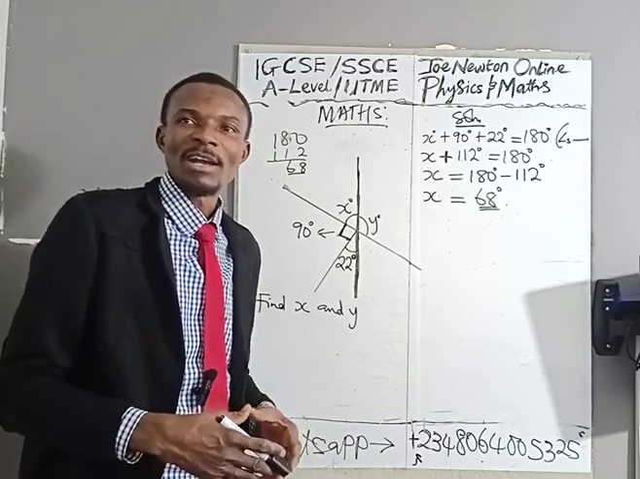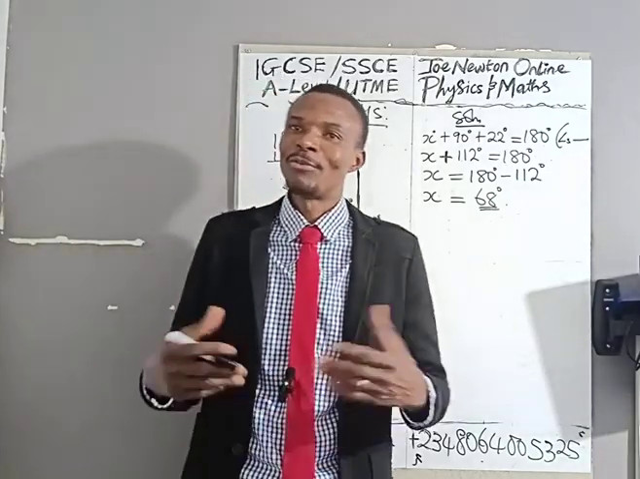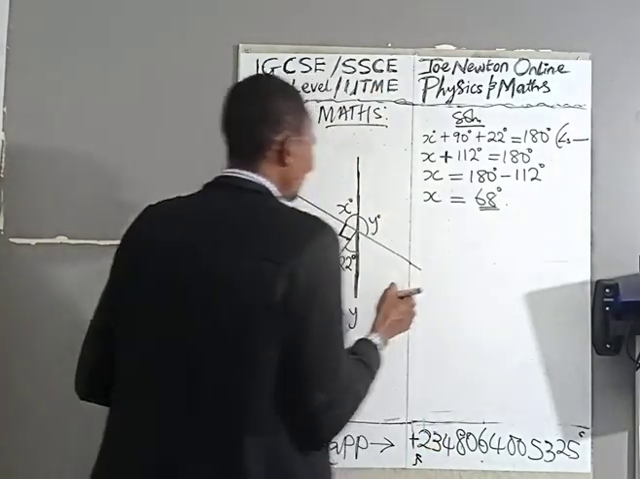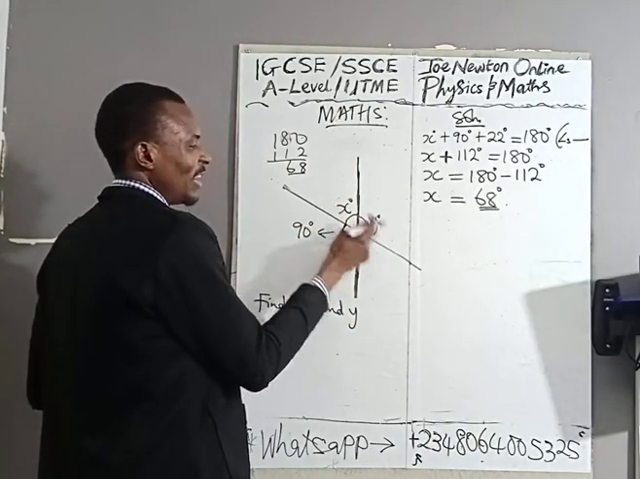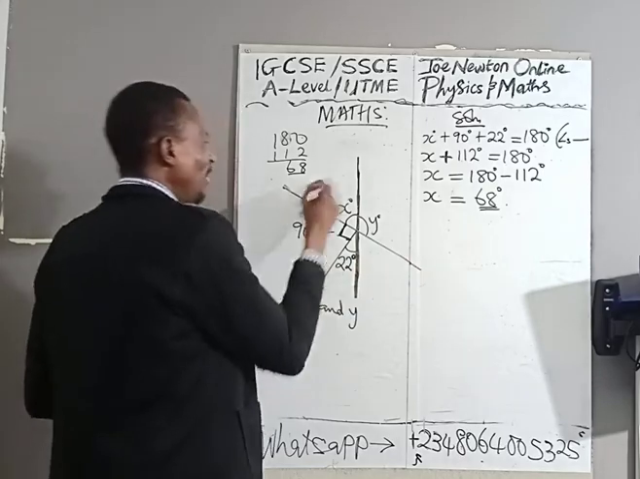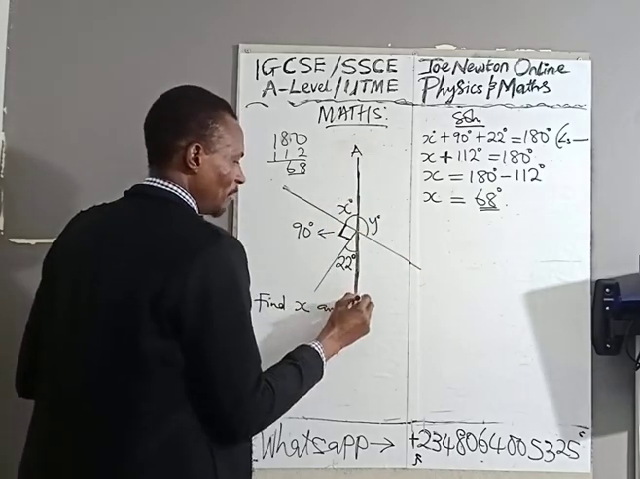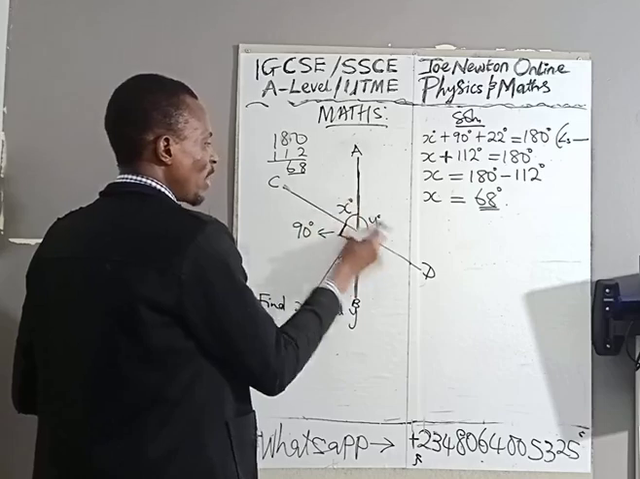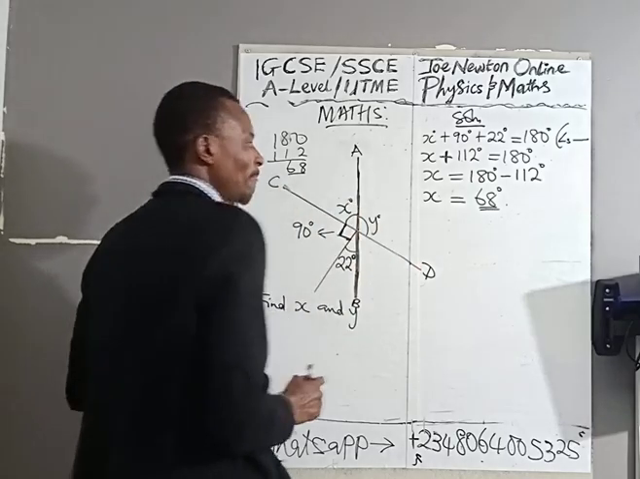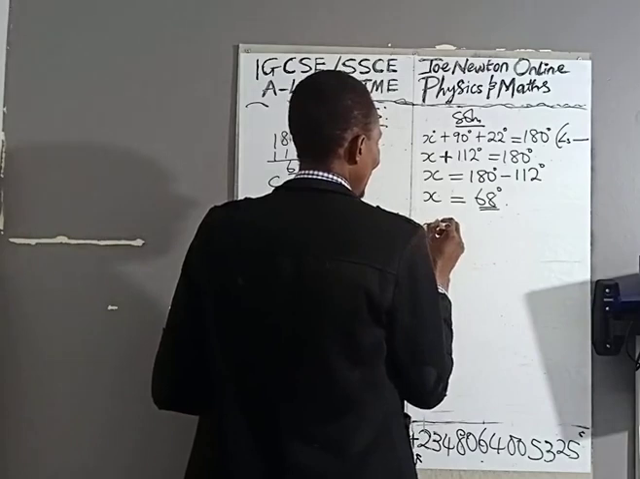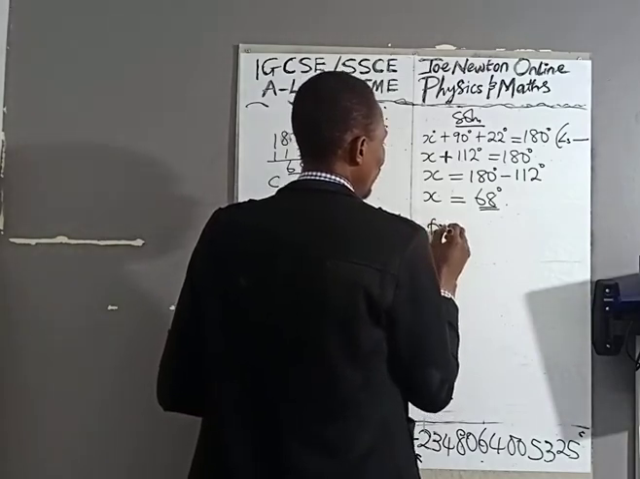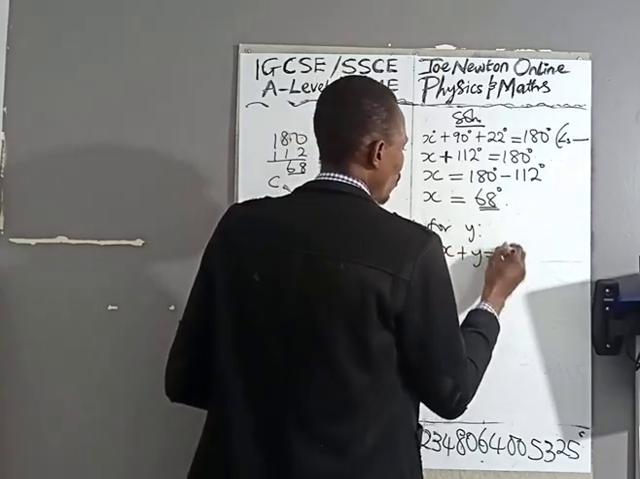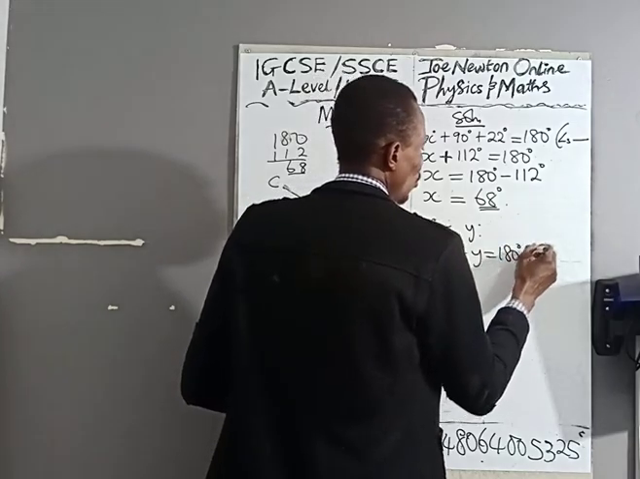Having found the value of x, we can now go to do what? To find the value of y at ease. Okay? For y, recall that this and this is also a straight line. Let me call this straight line A, B. Let me call this one straight line C, D. So x and y are in a straight line CD. So we have that, we want to find y. For y, x plus y is also equal to 180 degrees. Angles in a straight line.